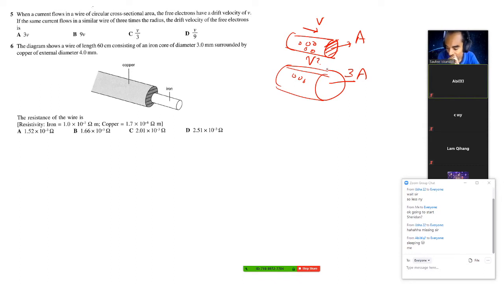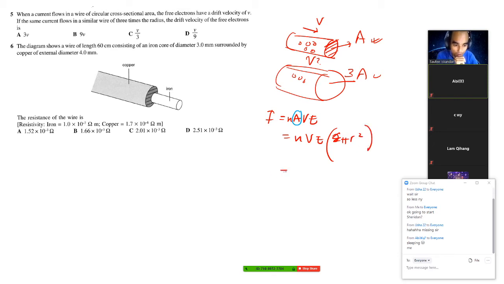It goes back to the only formula for drift velocity, which is I equals nAve. From that, the only thing that changes between the diagram on top and the bottom is the A. The same current is flowing, so we can only change this A. So n v e and A, where A is actually pi r squared.